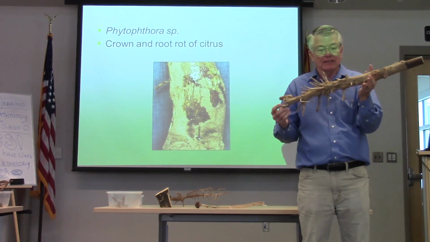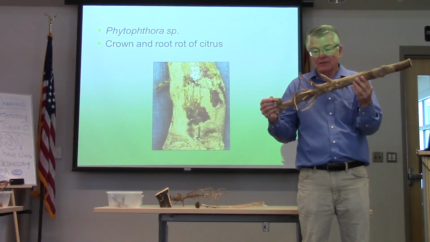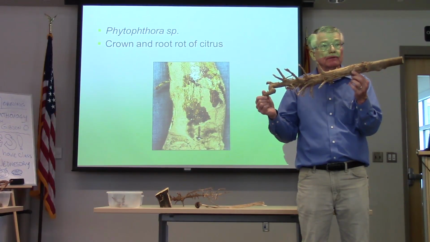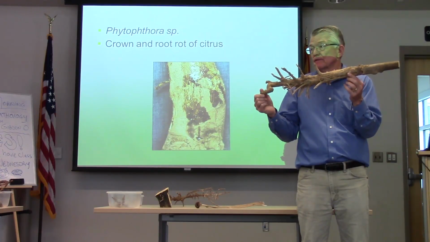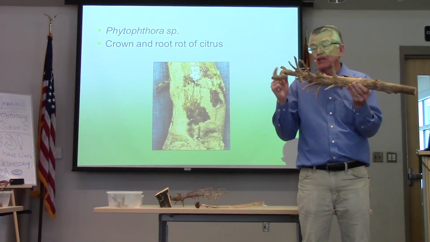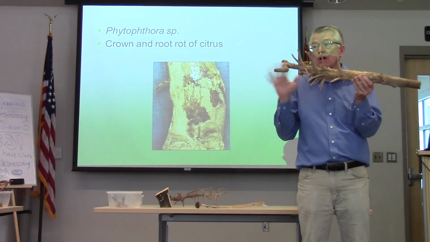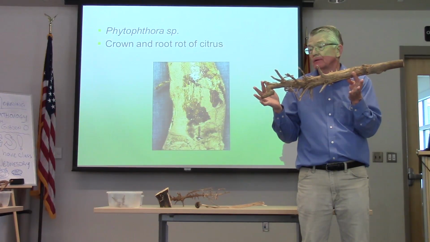But you'll notice when you see this that there's very little bark left on the roots of this tree. This is all xylem tissue. Now the bark and the phloem and the cambium are gone. That's why the tree died.